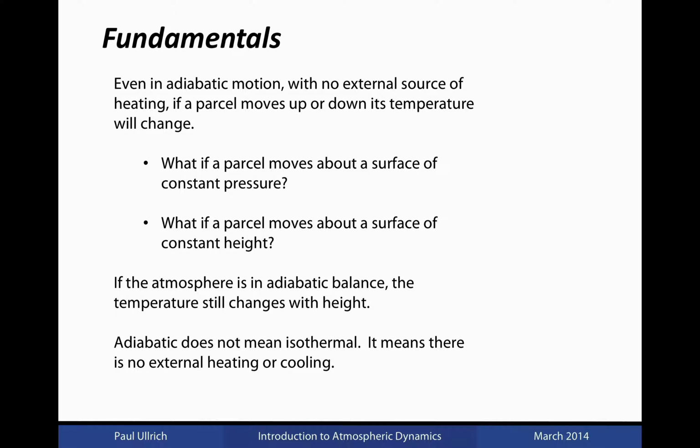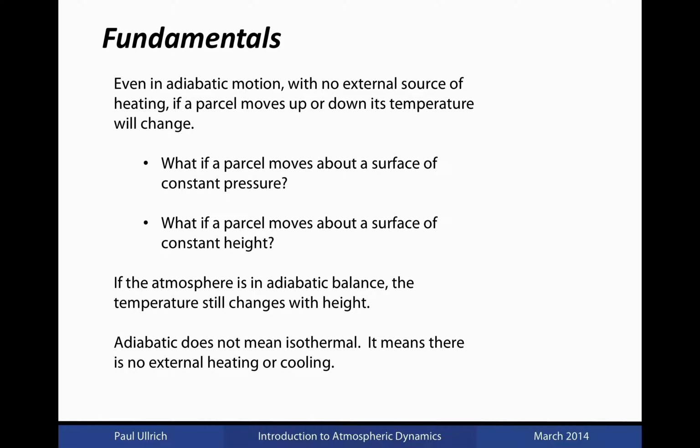So, even in adiabatic motion with no external sources of heating, if a parcel moves up and down, its temperature will change. This is because the pressure of the external environment changes. Consequently, because the atmosphere is a compressible fluid, we will observe that fluid parcels will expand or contract depending on the temperature of the external environment. So even though potential temperature is conserved, the pressure of the external environment changes, and consequently the temperature of the external environment must also change.